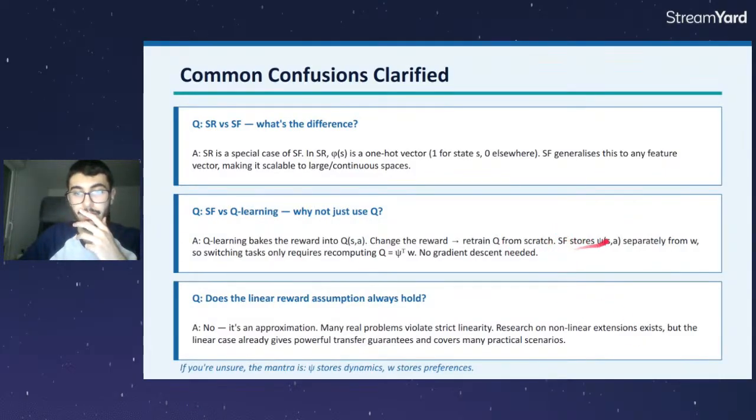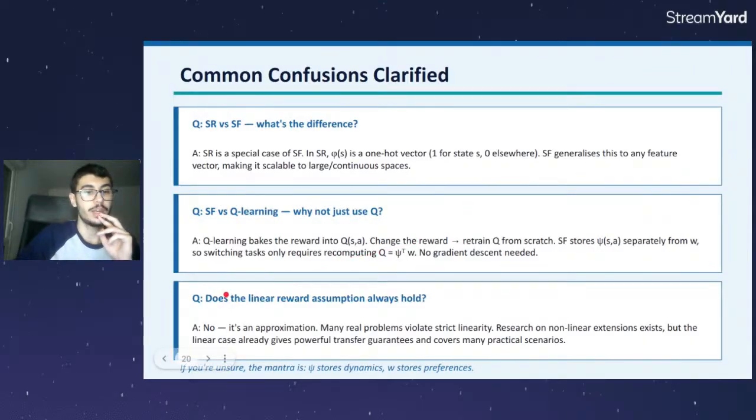So yes, SF stores the Psi of SA separately from W, so there is no task involved. So switching tasks only requires computing a new critic, which is just the dot product between the successor feature itself and the task vector.